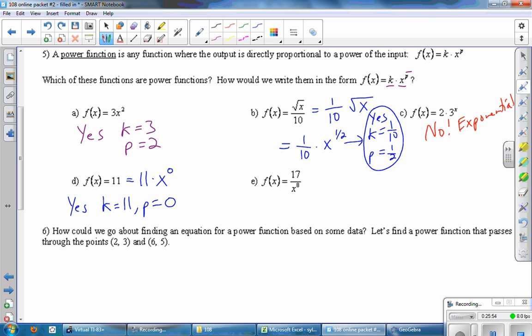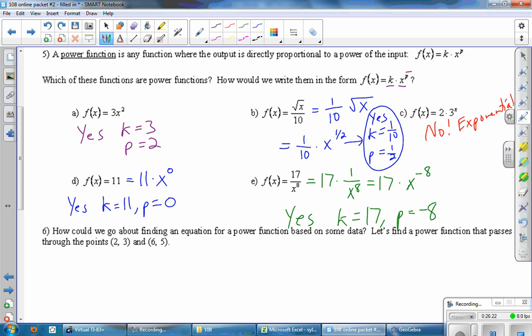Okay, and then part E, 17 over x to the 8. Okay, I don't like having 17 on top. I'm going to write that in the front, and I'll just put a 1 on top. But I can't have x in the bottom. So is there any way to rewrite it so the x is not in the bottom? The answer is yes. We know that x to the 8 in the bottom is the same as x to the minus 8 on top. So lo and behold, yet another power function. The k in this case is 17, and the p is negative 8.